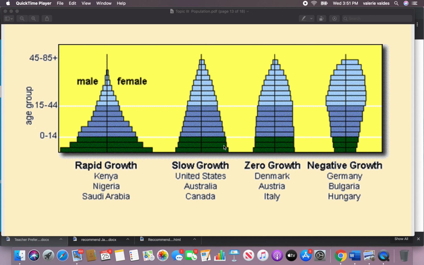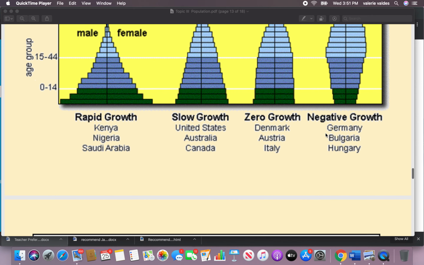In terms of the United States, we know that we have pretty much stable, but we still grow because we take in migrants. We accept migration. While here, for example, like Japan is a country with negative growth because you have less kids being born. So you have an elderly population.